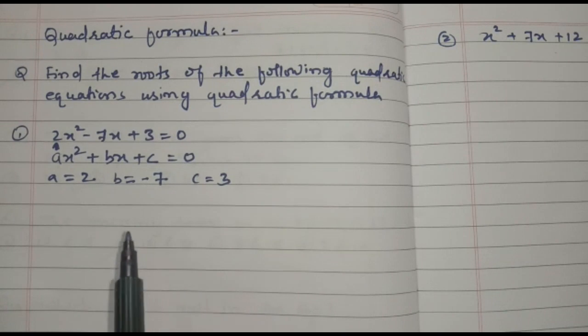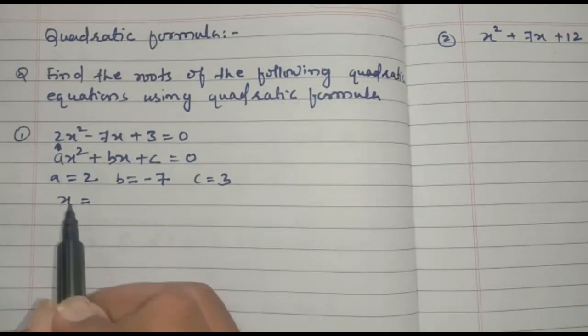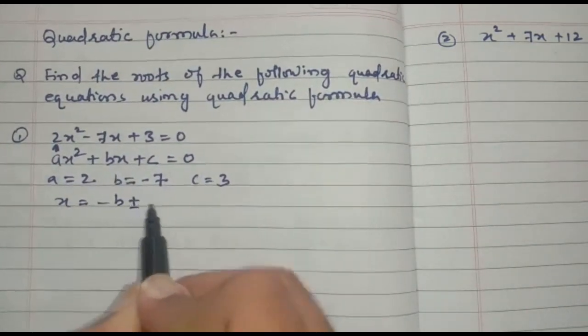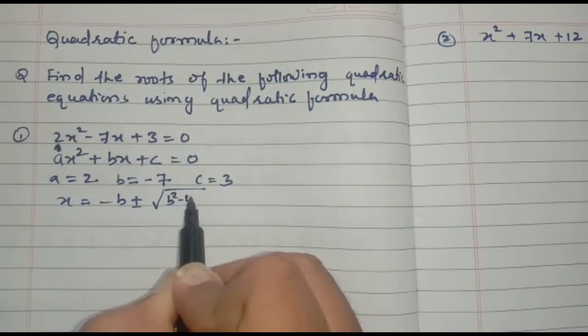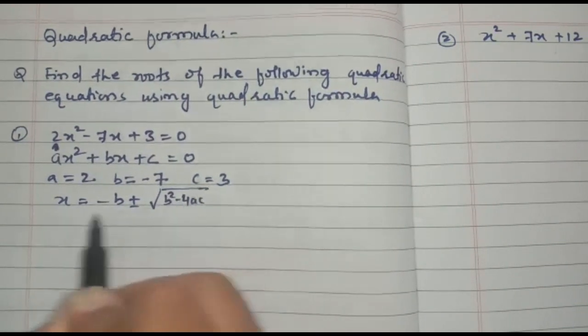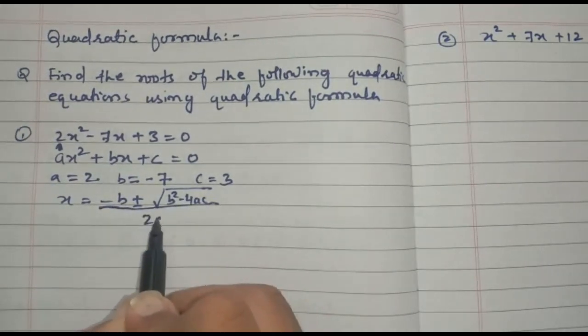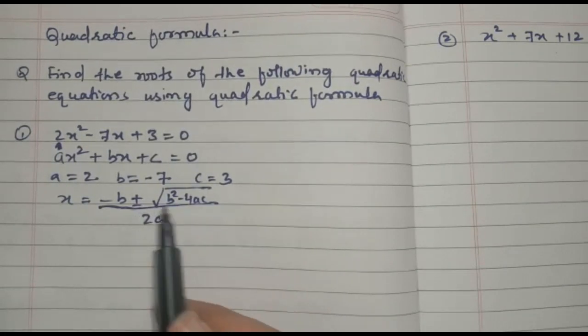Now let's see what is the quadratic formula. The quadratic formula is x is equal to minus b plus or minus under root of b square minus 4ac, divided by 2a. This is the quadratic formula.